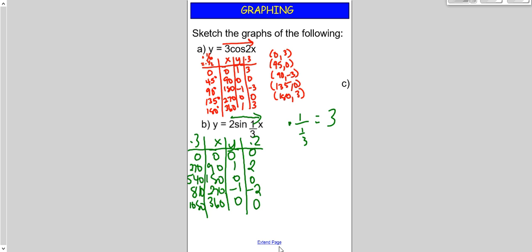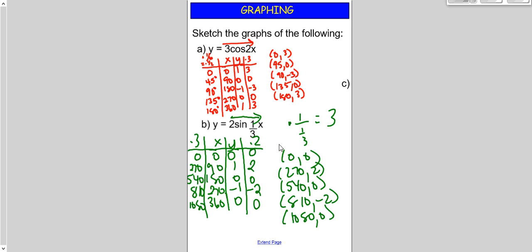So if I think about it, this 1/3 is telling me that only 1/3 of my cycle is going to fit into 360 degrees. So it makes sense to me that it's going to be really stretched out along my horizontal axis. So 0, 0, 270 and 2, 540 and 0, 810 and -2, and 1080 and 0.